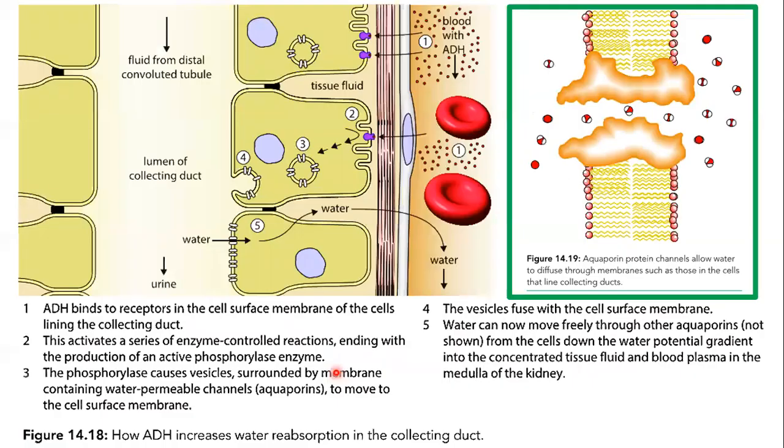So what do we mean by luminal membrane? It's the membrane that is much closer to the lumen. So if we say it's the luminal membrane of the collecting duct, that means it's the membrane that's closer to the lumen of the collecting duct.